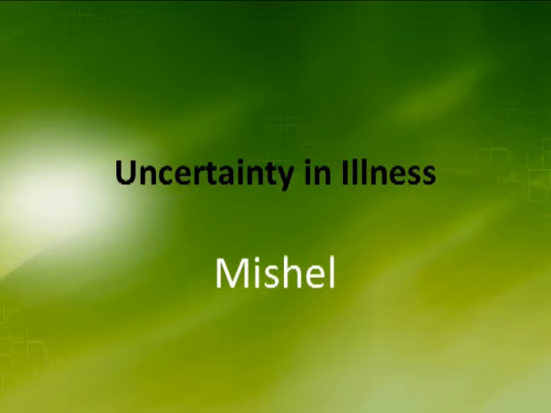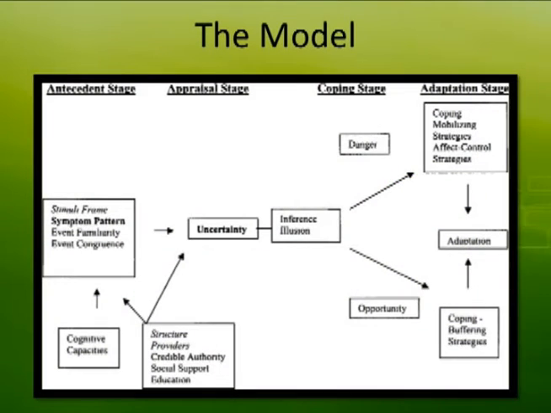This podcast is about the middle range theory of uncertainty in illness by Mishel. Now, I want you to look at the model and familiarize yourselves with the progression, because I'm going to be speaking about each of those little boxes in depth as I move through this podcast.